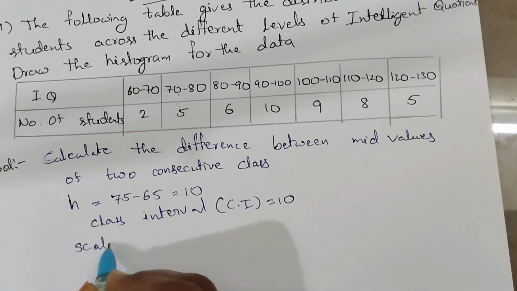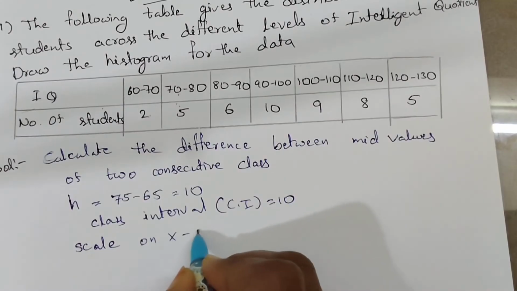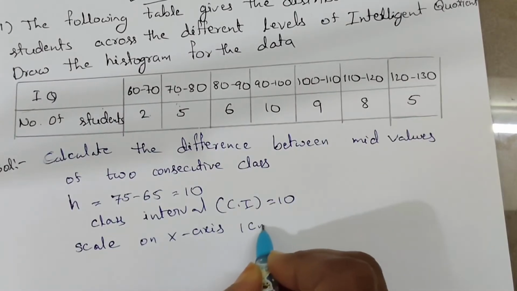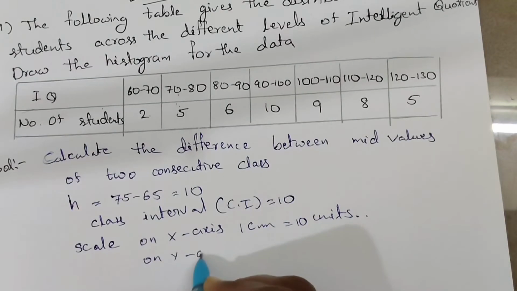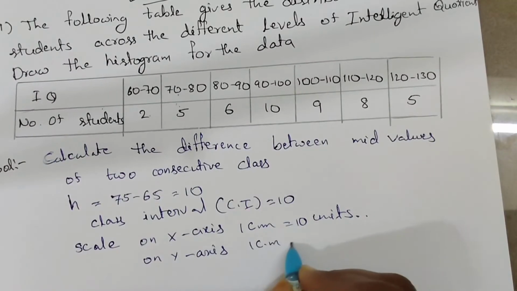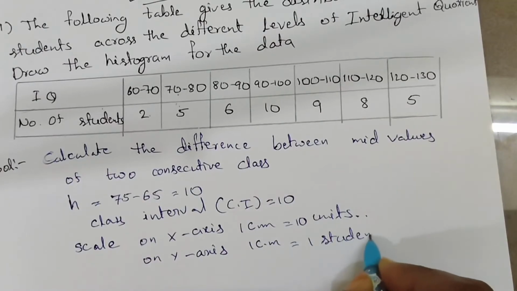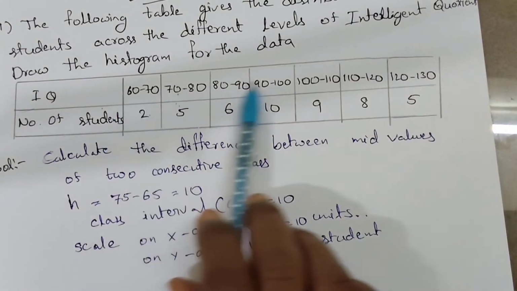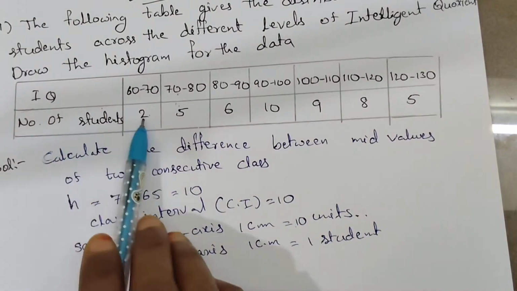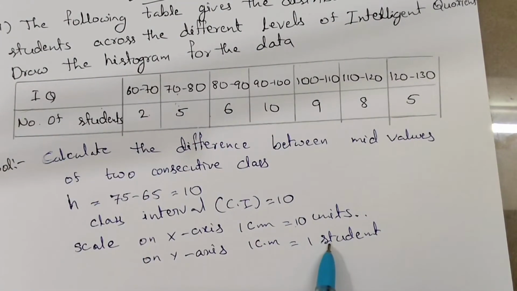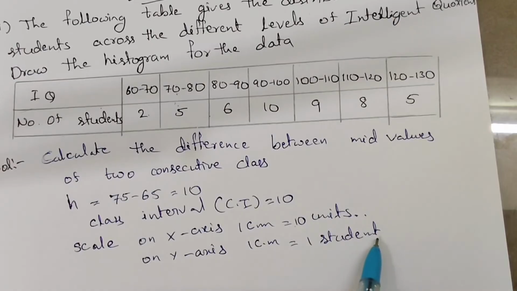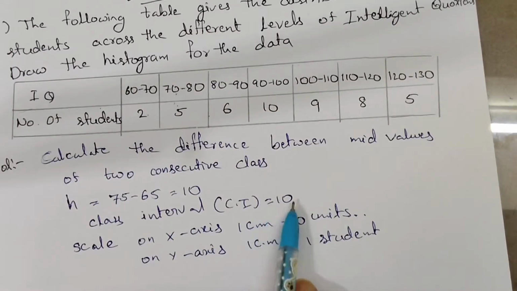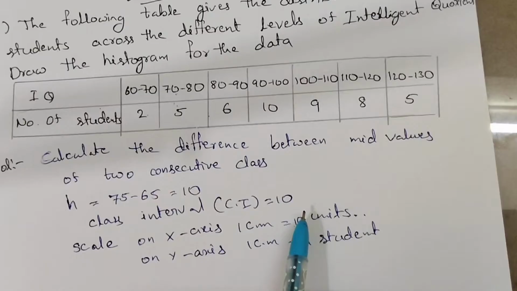The scale is: on the x axis 1 centimeter equals 10 units. On the y axis 1 centimeter equals 1 student, since the number of students is given. This is the scale. On the x axis 1 centimeter equals 10 units. On the y axis 1 centimeter equals 1 student. Here the class interval is 10. Using these, we draw the histogram.